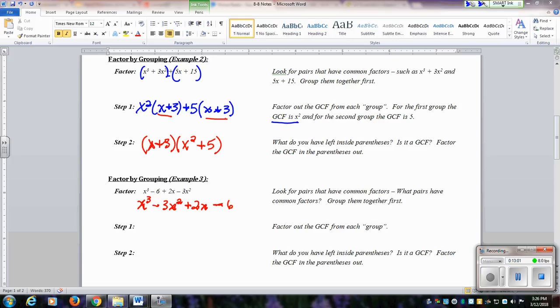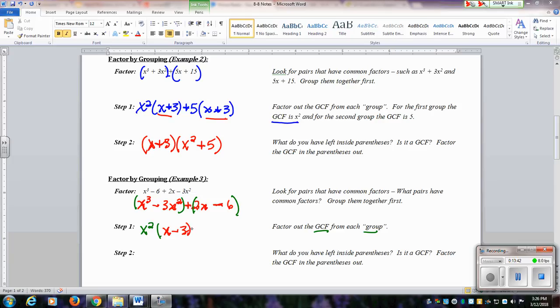Okay, and then I'm going to change colors again. And I'm going to now group them like this. Okay. And now I'm going to look at my common factors. These two have only an x squared, so we're going to factor out the GCF from each group. So I'm going to factor out an x squared. Okay, and that leaves me inside there with an x, and then a negative 3.